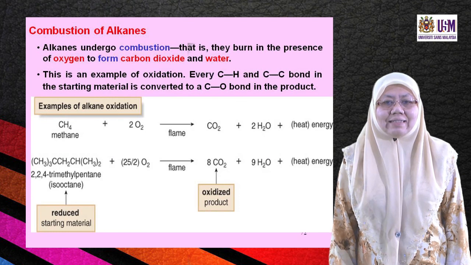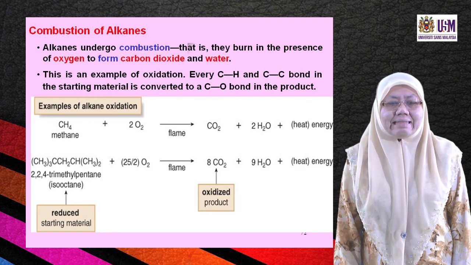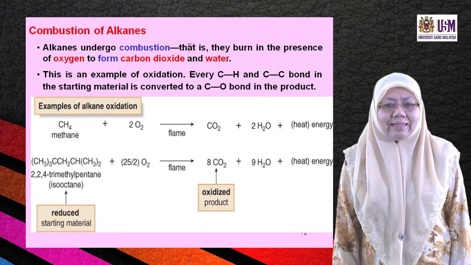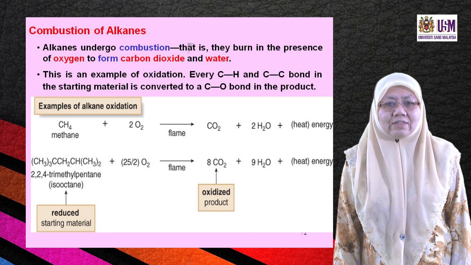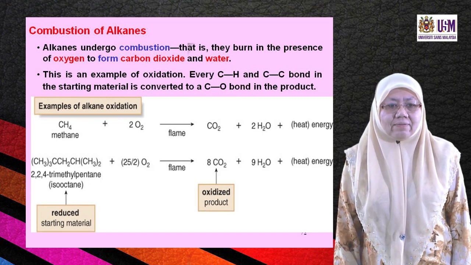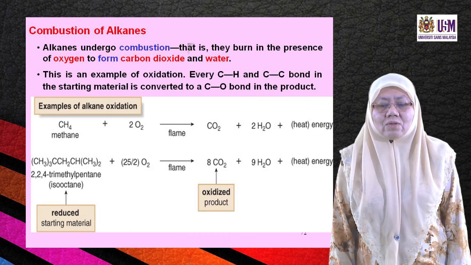Alkanes undergo combustion, that is, they burn in the presence of oxygen to form carbon dioxide and water. This is an example of oxidation. We can see every C-H bond and C-C bond in the starting material is converted to a C-O bond in the product. The methane, when burned in oxygen, will form carbon dioxide and water. And the other example given, 2,2,4-trimethylpentane, when it burns in oxygen, will form 8 moles of carbon dioxide and 9 moles of water when heat is released.